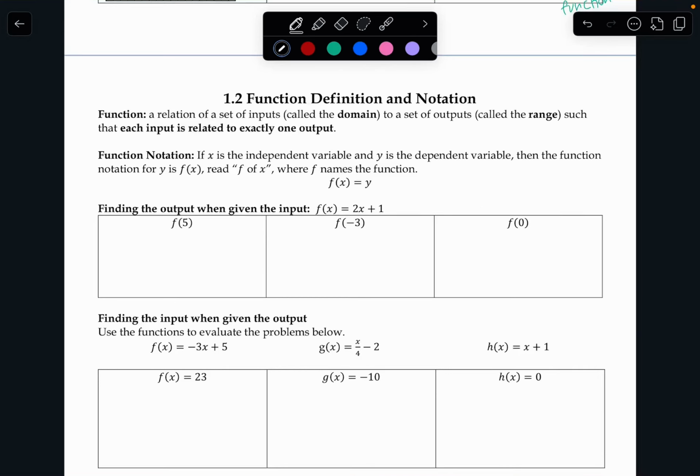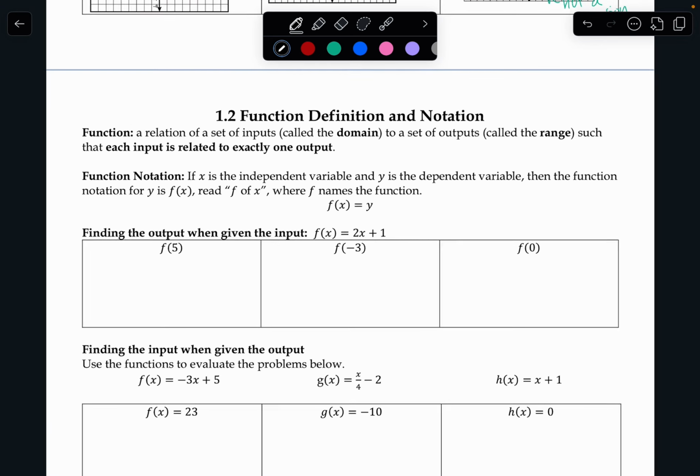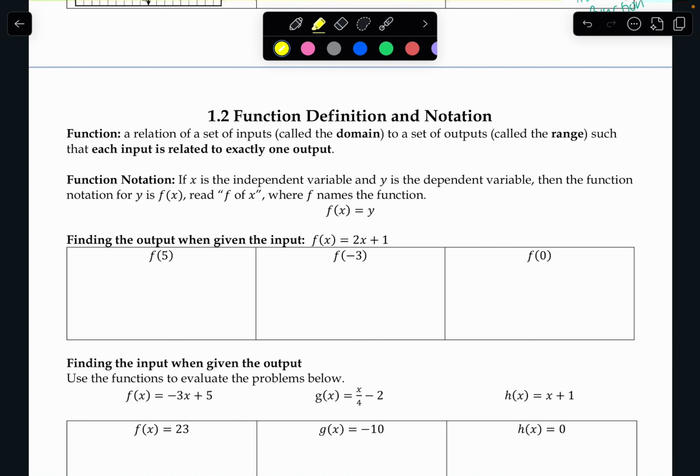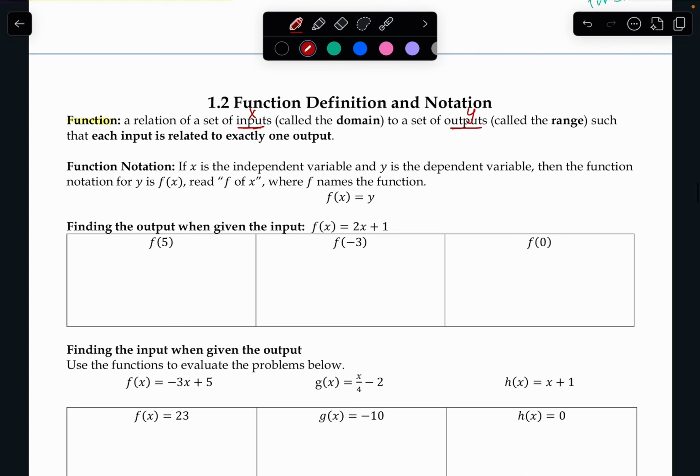All right, in this lesson, we are going to talk about functions and function notation. The formal definition of a function is a relation of a set of inputs from the domain to a set of outputs. It's kind of like a mapping or a machine where it takes inputs, which are going to be your x, and gives you an output, which is going to be your y. In order to be a function, each input, x, can only give you one result, y.